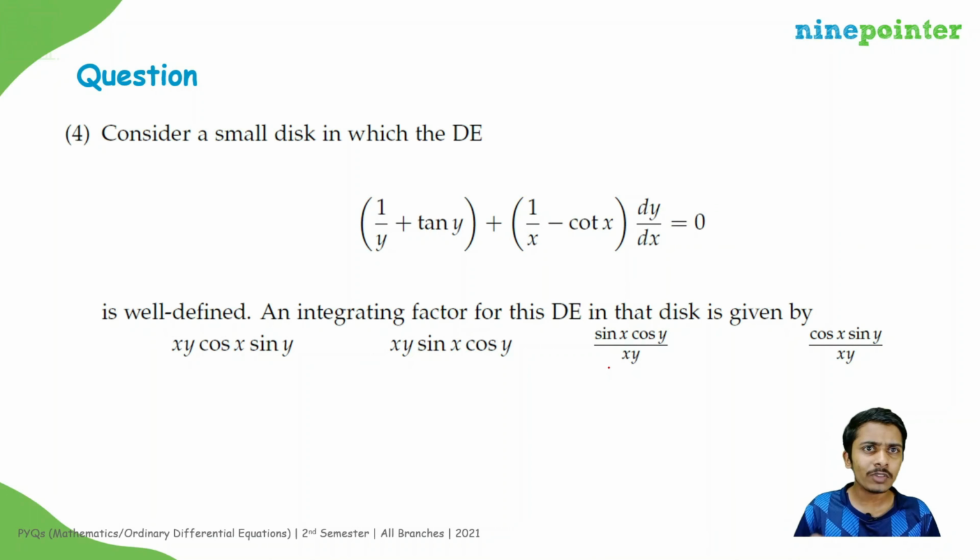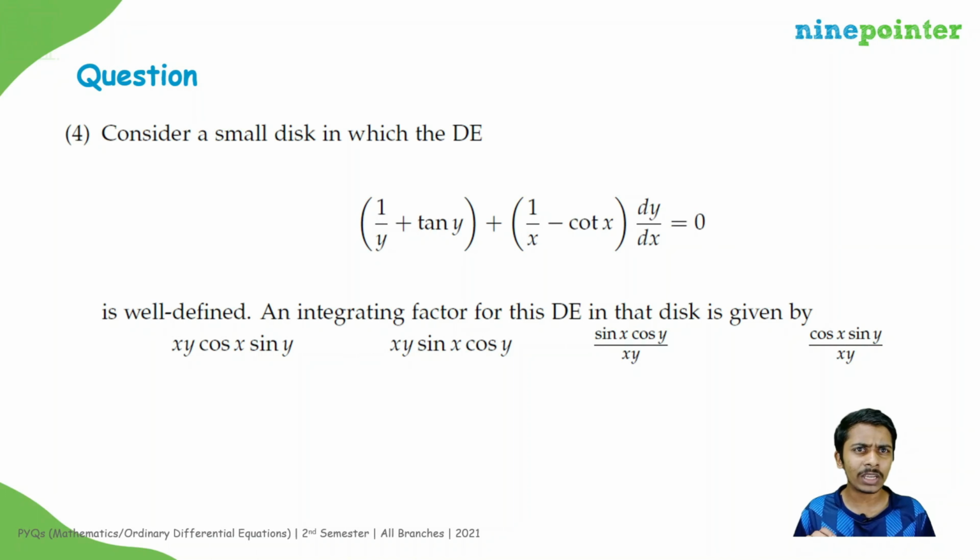Now let's get started with the question. Consider a small disk in which the differential equation (1/y + tan y) + (1/x - cot x) dy/dx = 0 is well defined. An integrating factor for this differential equation in that disk is given by. So we have to find an integrating factor for the given differential equation.